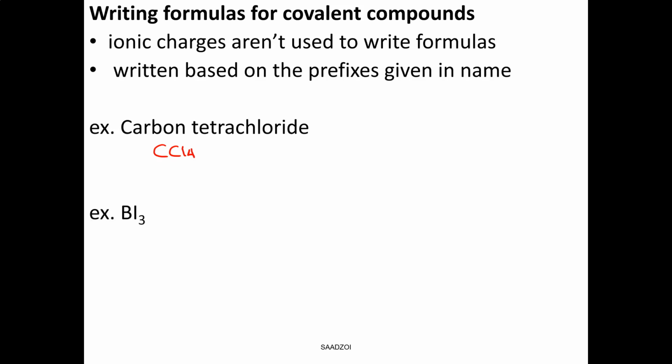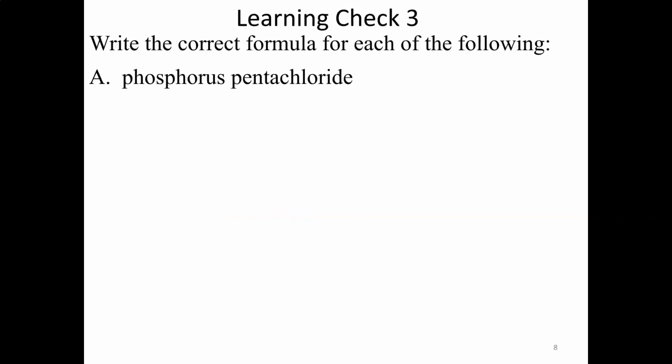BI3, you see 1 boron, 3 iodide. So this would be just boron triiodide. Remember, you don't use mono in the beginning. Two I's. And that's it. All right, what's the correct formula for this one? Phosphorus pentachloride. Phosphorus pentachloride. 5 chlorides. Done. That's how easy the system is.